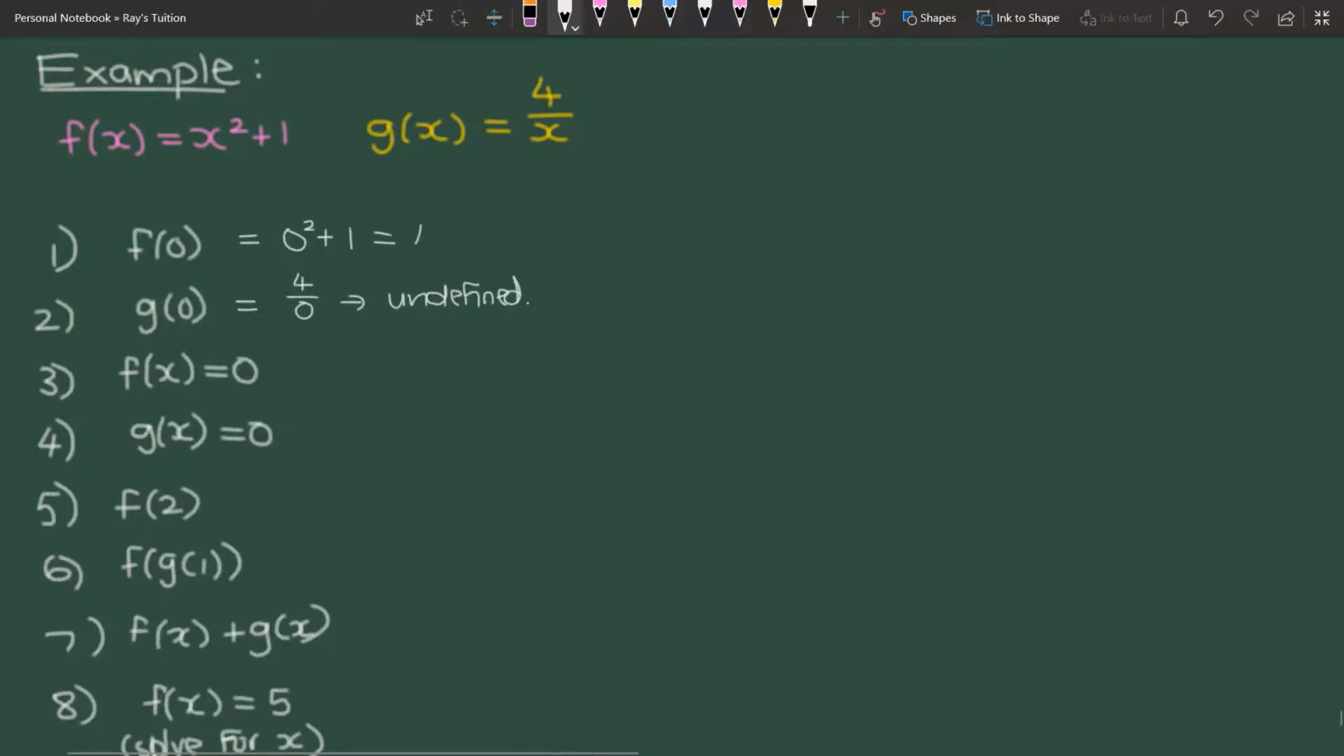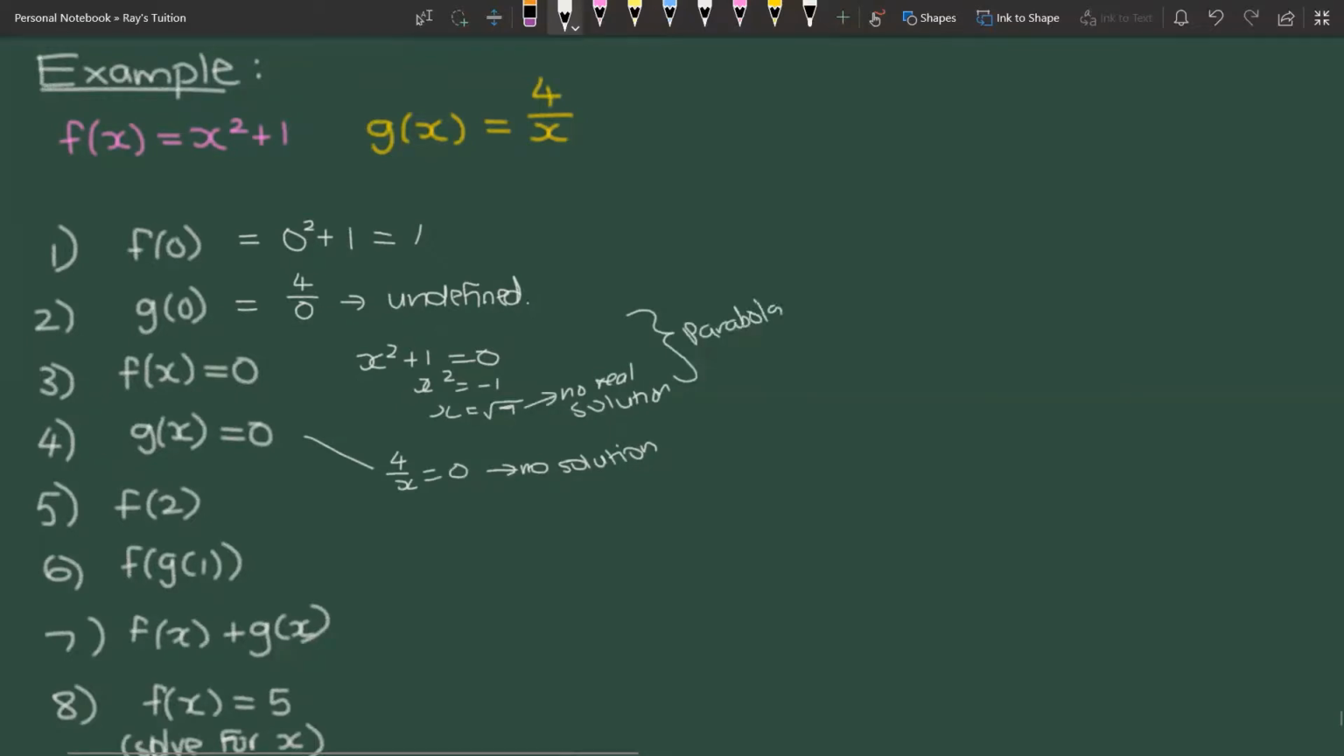F of x is equal to 0 is x squared plus 1 is equal to 0. So x squared is equal to -1. And you should know that you can't have a square equal to -1, so there's no real solution. G of x is equal to 0, again, is 4 over x is equal to 0. And again, there's no solution here. If you would like to find out why there are no solutions in these two particular graphs, please watch our video on the parabola and on the hyperbola, respectively.